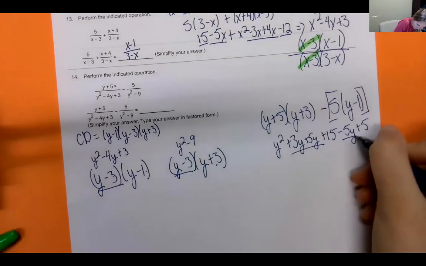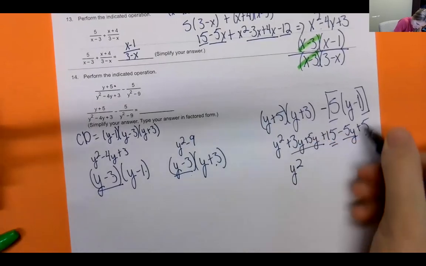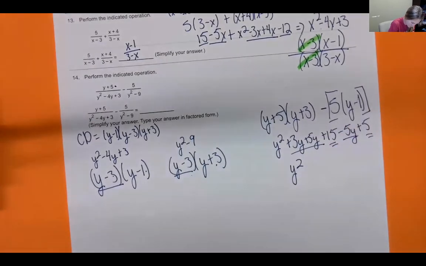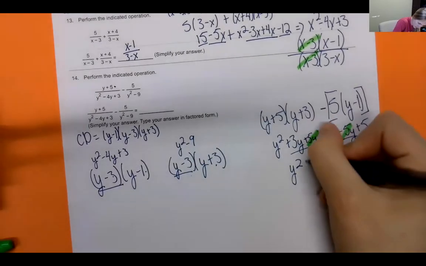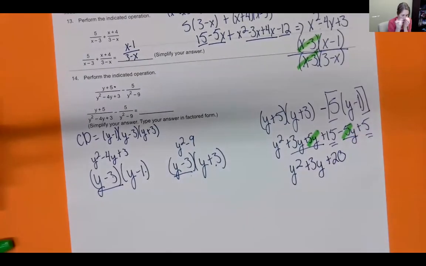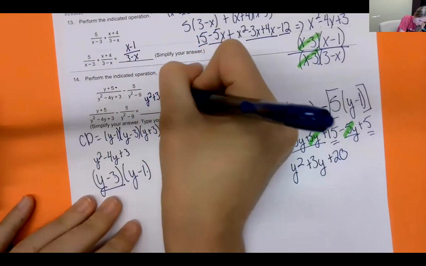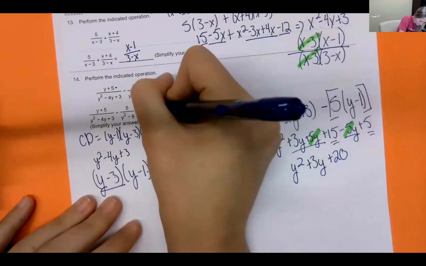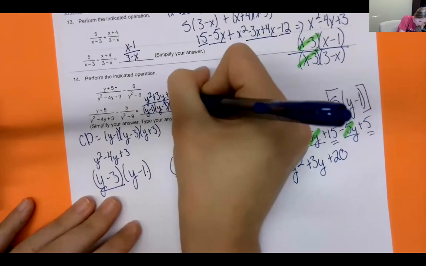Okay, combine our like terms. So we have y squared, 5. These cancel. Plus 3y plus 20. There's no factors of 20 that are going to add to get 3. It's all going to be way bigger than that. So our answer is going to be y squared plus 3y plus 20 over y subtract 1 times y subtract 3 times y plus 3.